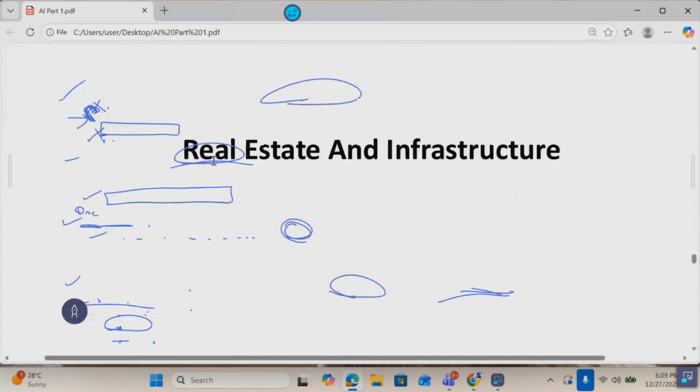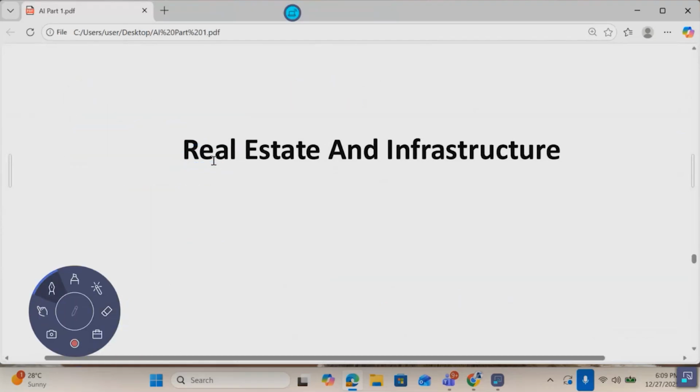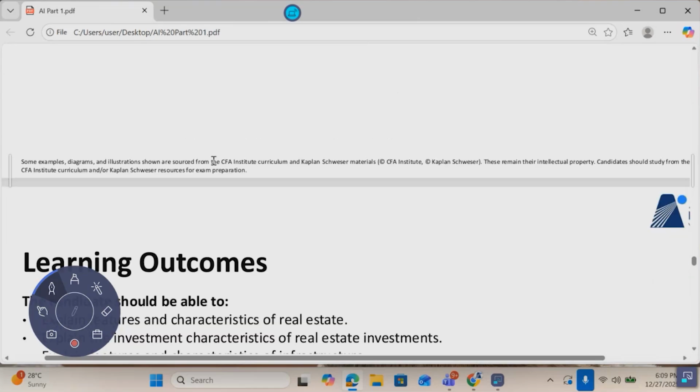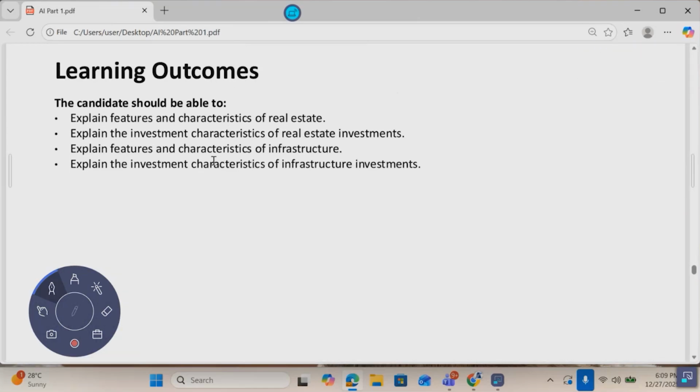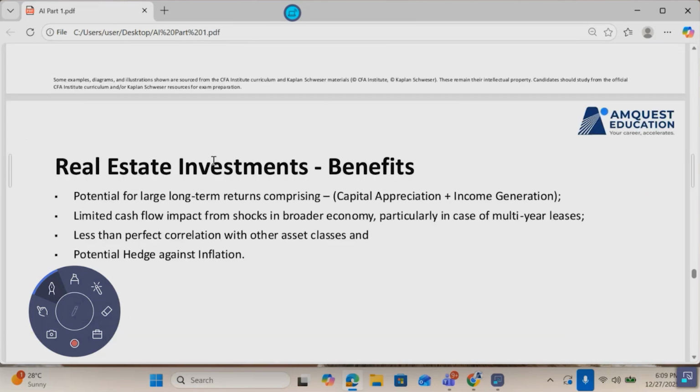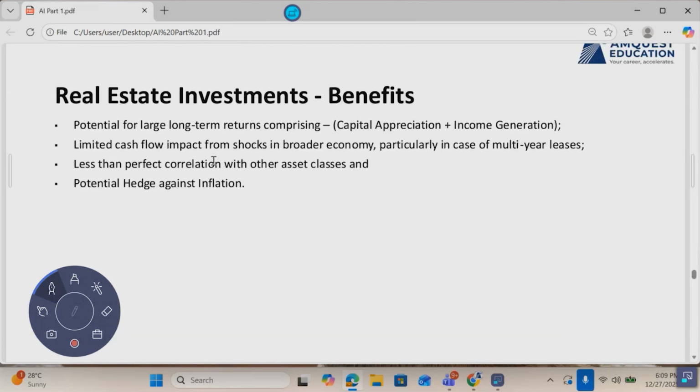Okay, now let's move on to the next part, which is real estate and infrastructure. Obviously, real estate is all about investing in real estate buildings, offices, residential, commercial, both, and infrastructure is more of where you're investing in, let's say, metros and other projects and so on. Same learnings: features, characteristics, risks, rewards, and benefits. Make sure you learn those.